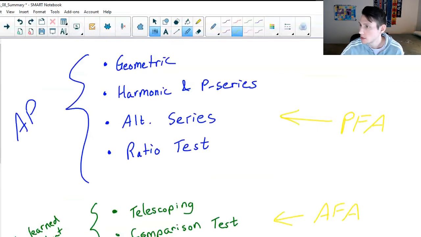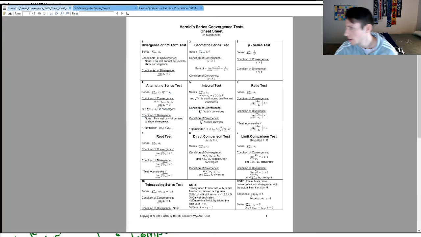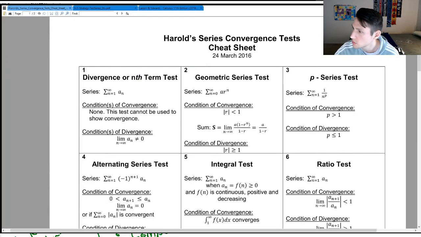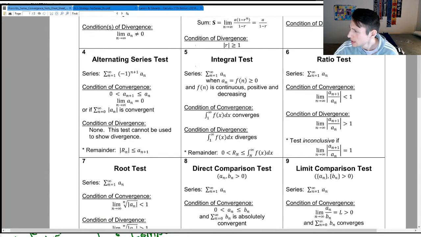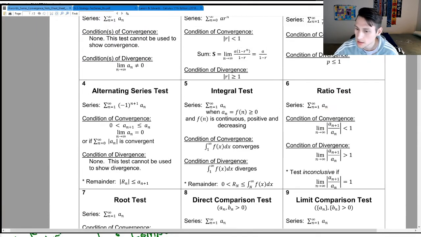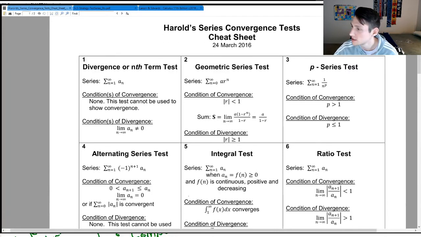So I also sent you another document. Let me bring it up. Harold Series Convergence Test Cheat Sheet, March 24th, 2016. Thank you, Harold. Today's stream sponsored by Harold for his wonderful cheat sheet. I started making one of these myself, and then I was like, you know what? I bet plenty of other people have made some, and I bet they're way better than I could make anyways. So this is basically the same thing. It's just written a little bit differently. Maybe you like this one better. Thank you, Harold. Harold is my best friend.